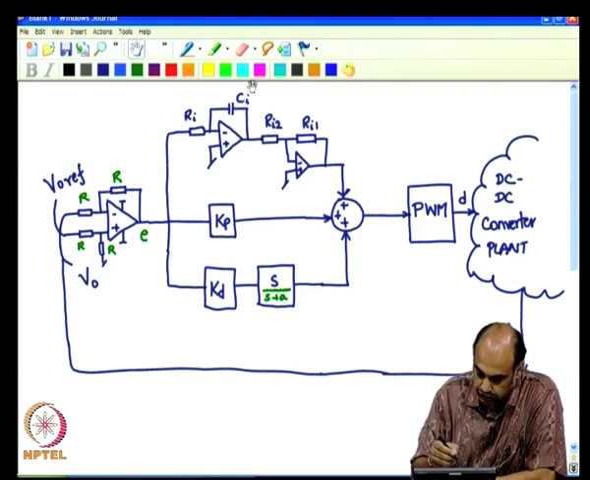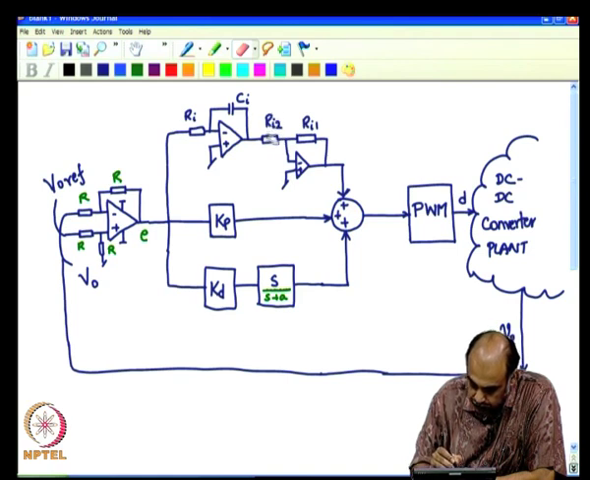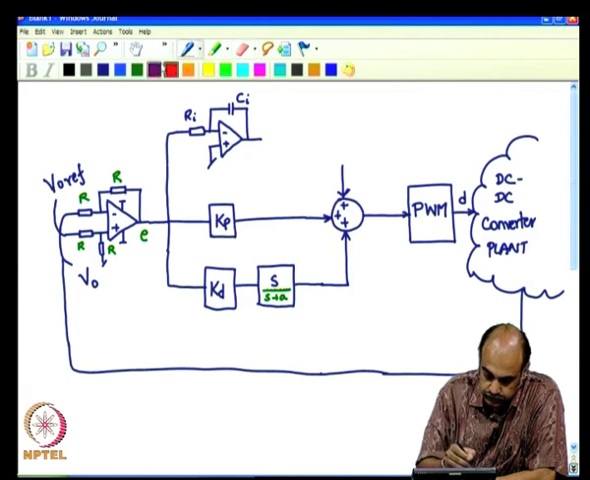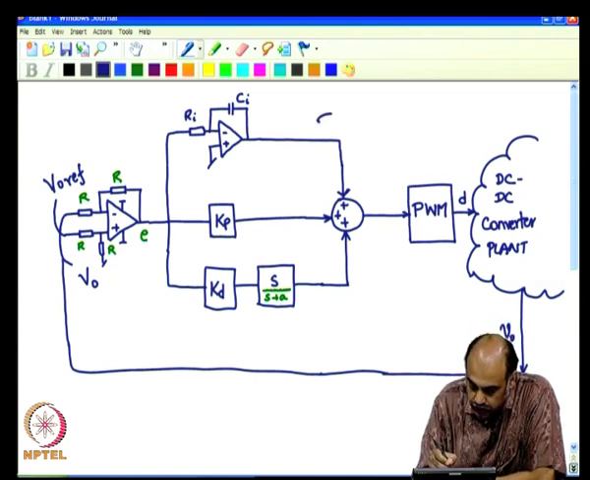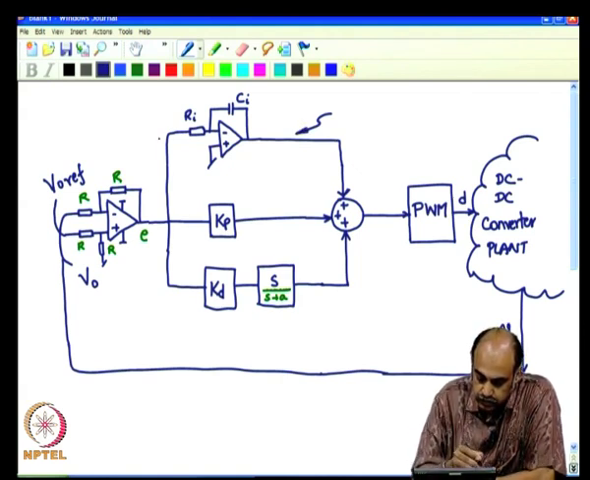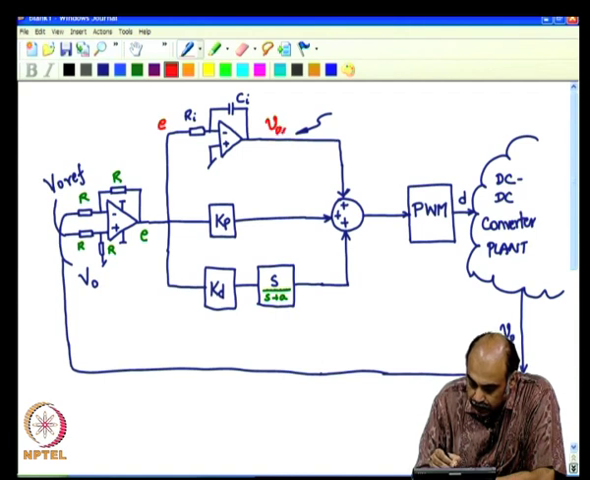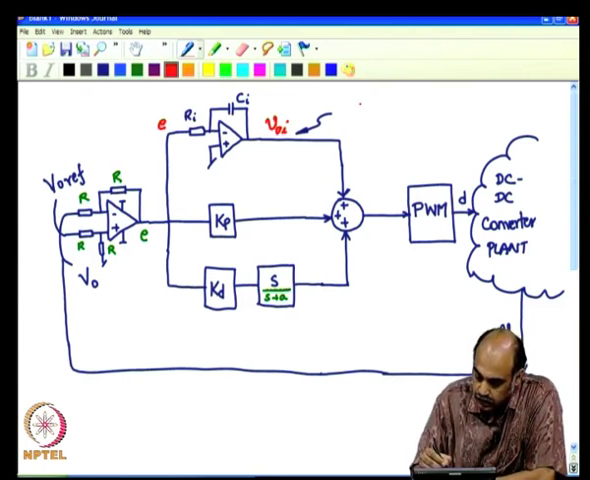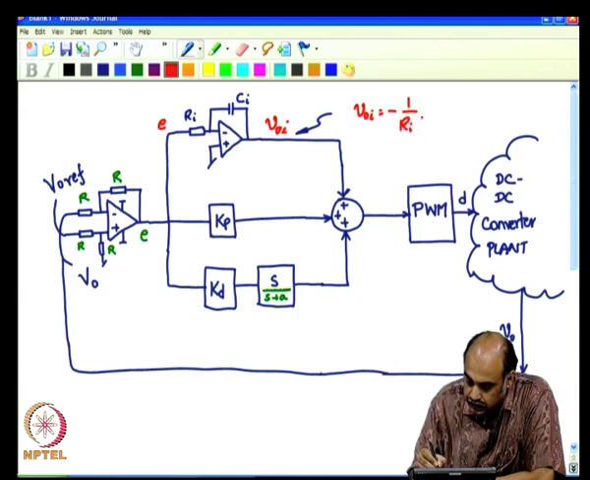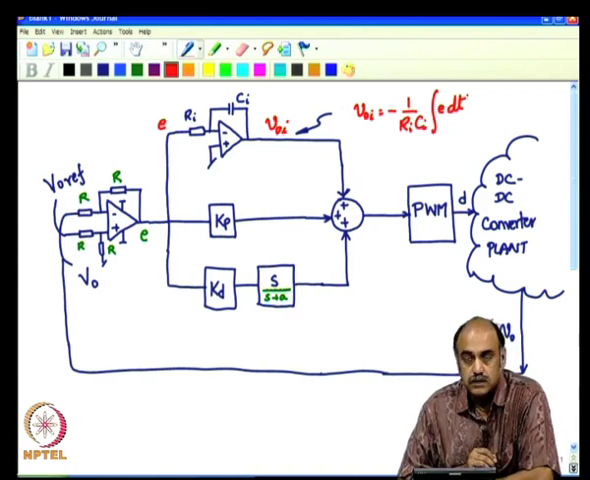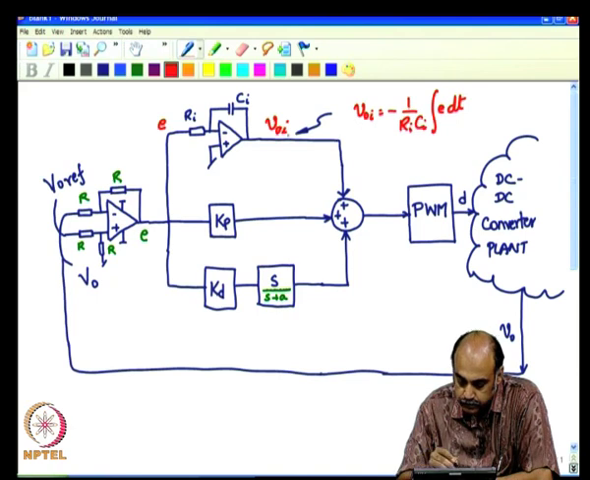So, let us probably make things simpler. For now, let me remove this stage, one set of reduction. So, we have it like this. What is the output here? You have E as the input, you have E as the input here, and let me call it as the integrator V naught I, output of the integrator. So, V naught I is, now there is an inversion, we will keep it as minus 1 by R I C I integral of E dt. This is the equation of the integrator output.